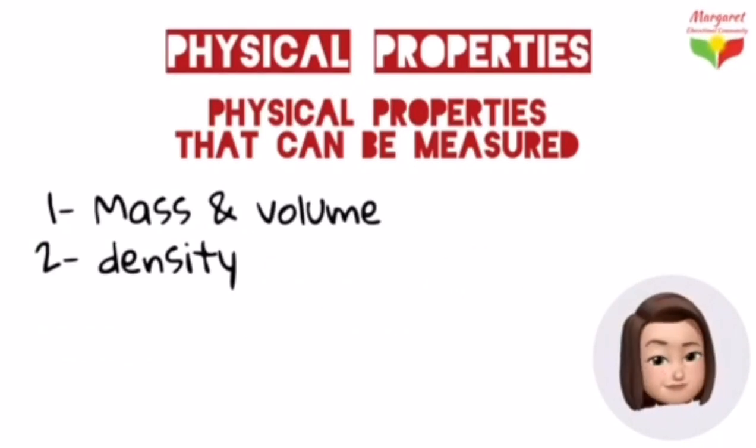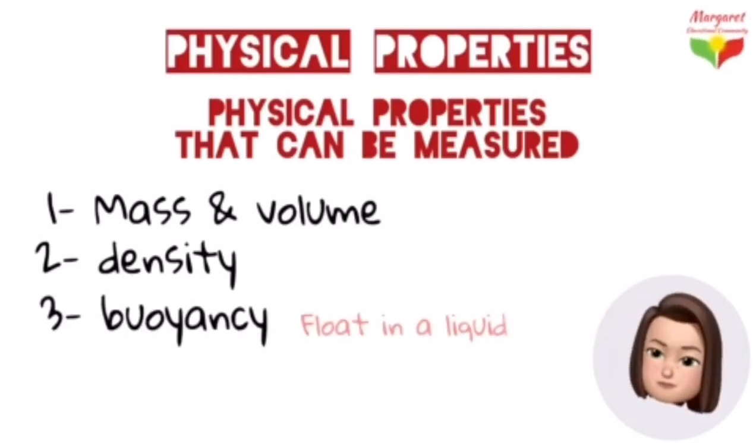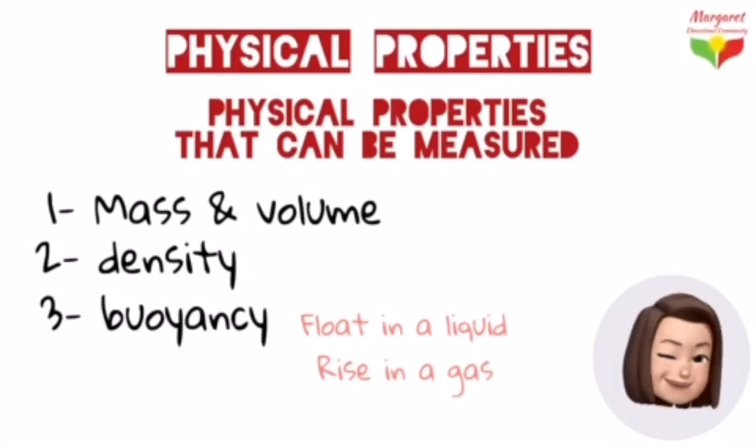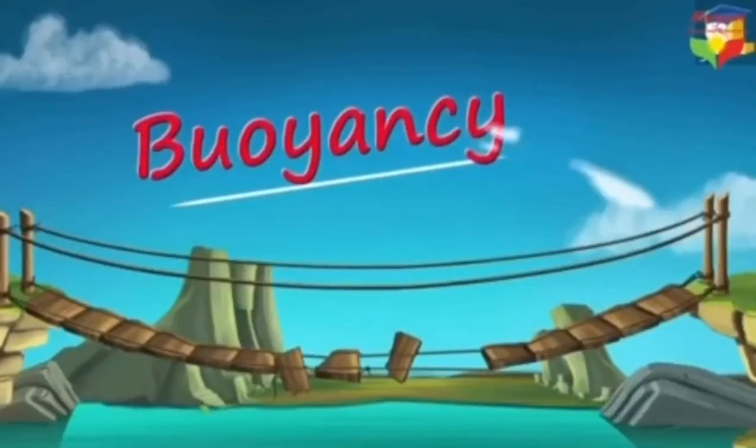Now, the density also determines another physical property, and that's buoyancy. Buoyancy is the ability to float in a liquid or rise in a gas. A substance is buoyant if its density is less than that of the liquid or gas. Now, let's watch this video that explains buoyancy. Topic: buoyancy.